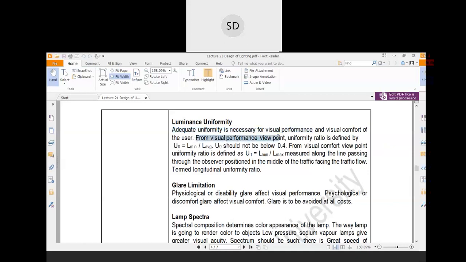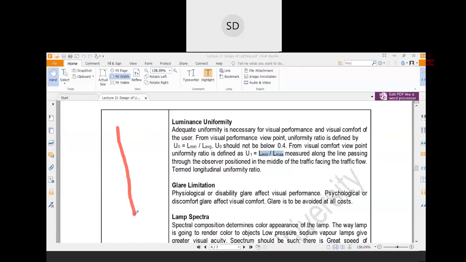From the visual performance viewpoint, the uniformity ratio is defined by luminance, that is L minimum divided by L average. So what is the minimum value divided by what is the average value? U0, that is the luminance uniformity, should not be below 0.4. If it is 1, it means that your road is 100% luminance uniform. From the visual comfort viewpoint, the uniformity ratio is defined as L minimum divided by L maximum, that is luminance minimum divided by luminance maximum value, measured along the line passing through the observer positions in the middle of the traffic, facing the traffic flow, termed the longitudinal uniformity ratio.